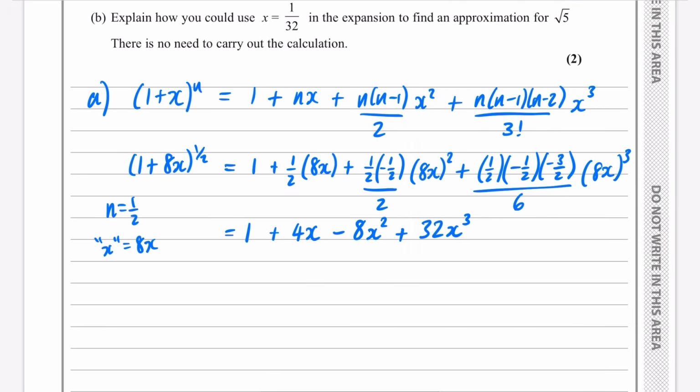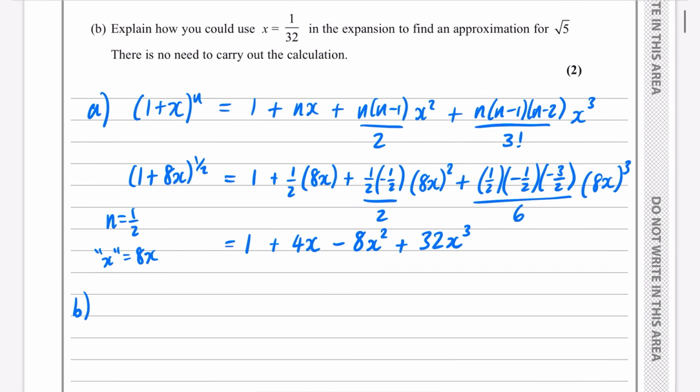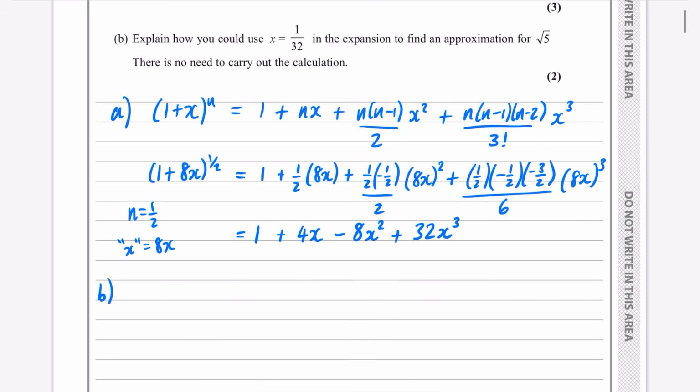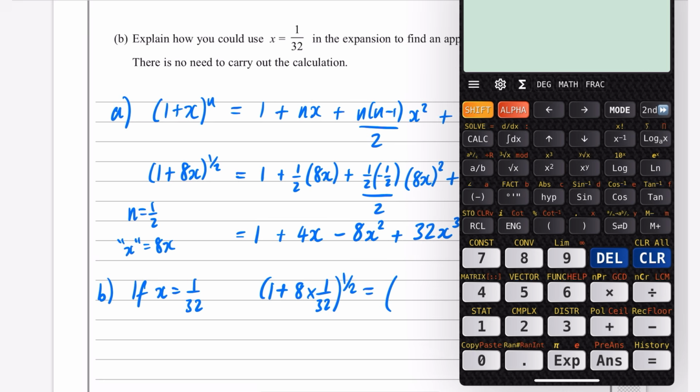Okay, so now it's going to do part B of the question. Part B of the question says, explain how you could use x equals 1 over 32 in the expansion to find an approximation for root 5. There is no need to carry out the calculation. Well, if x equals 1 over 32, we would get 1 + 8x, which is 1 + 8 multiplied by 1 over 32, to the power of a half. Let's just do that on the calculator. 1 + 8 multiplied by 1 over 32. So that is 1 + 8 over 32. That's 5 over 4. So it's 5 over 4 to the power of a half.